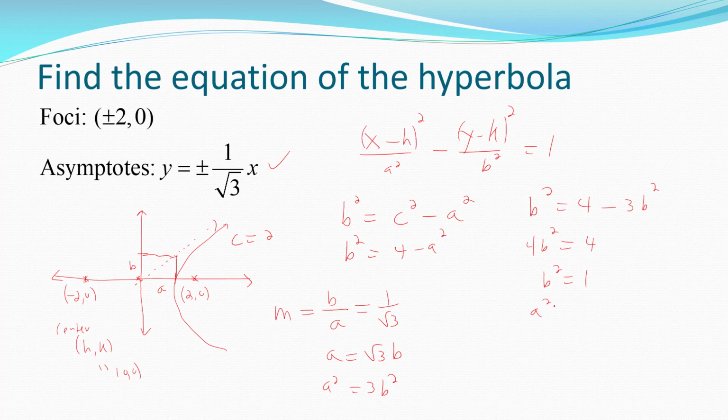I don't care what b is. The minute I know what b squared is, that's all I needed, because I now know what a squared is. It's 3 times b squared. That's 3 times 1, that's 3. So the equation of this hyperbola has to be x squared over 1 minus y squared over 3 equals 1. And clearly, don't leave it like this. Don't write x squared over 1. Just write x squared. That's the answer.